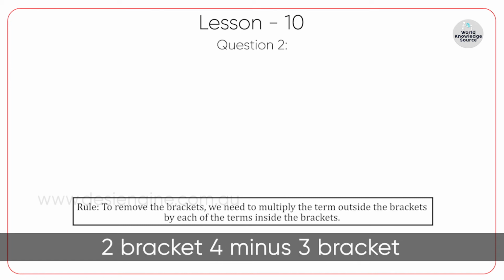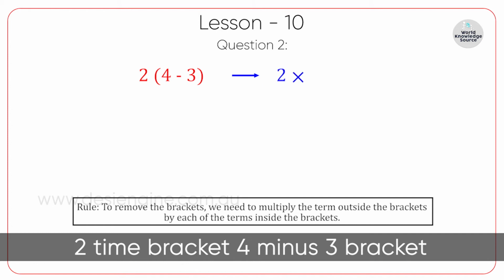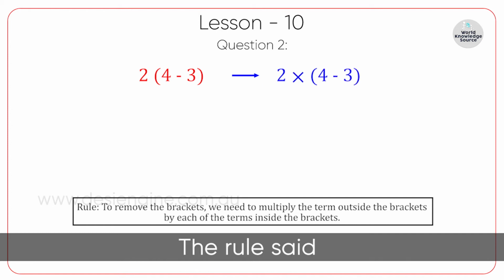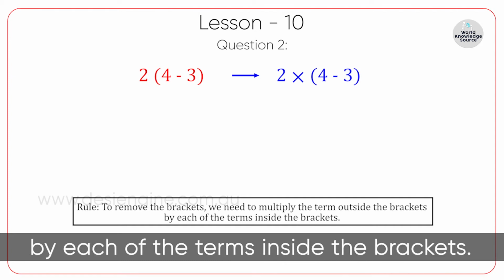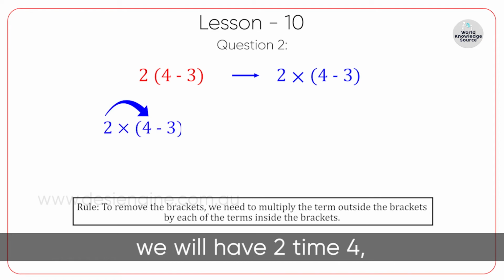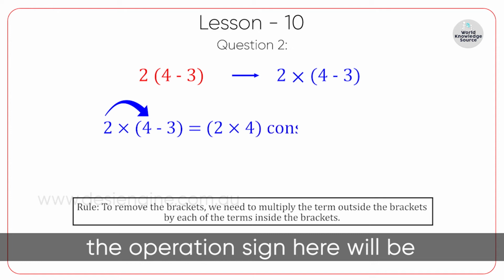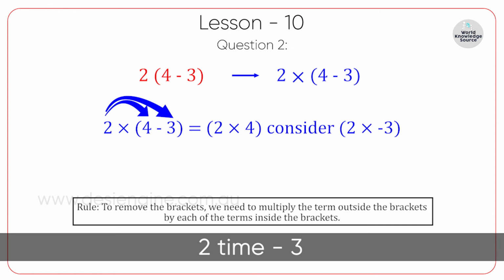Question 2. 2(4 - 3). We can write this as 2 times (4 - 3). The rule said, to remove the brackets, we need to multiply the term outside the brackets by each of the terms inside the brackets. Apply the rule. We will have 2 times 4. The operation sign here depends on the next multiplication. 2 times negative 3 is negative 6. Therefore, the expansion will be 8 - 6, which equals 2.